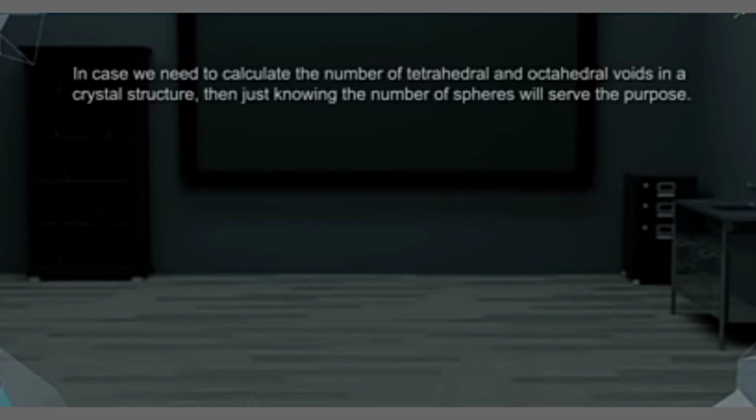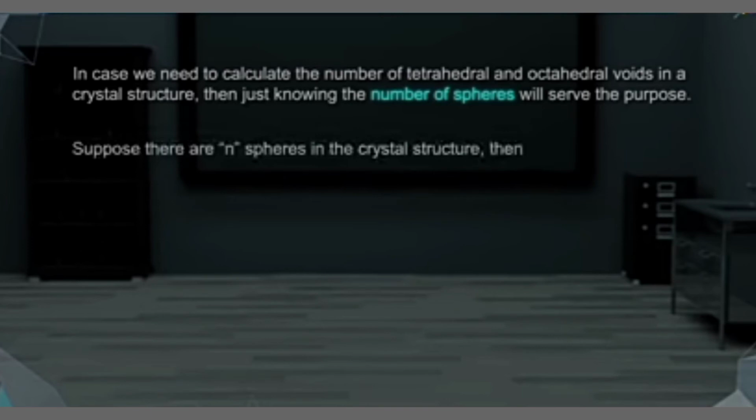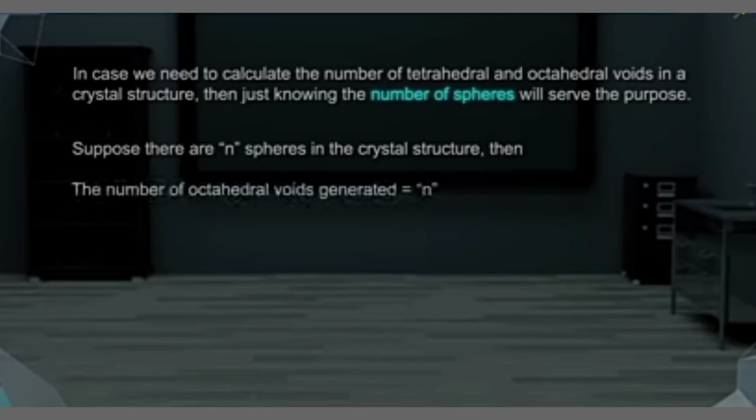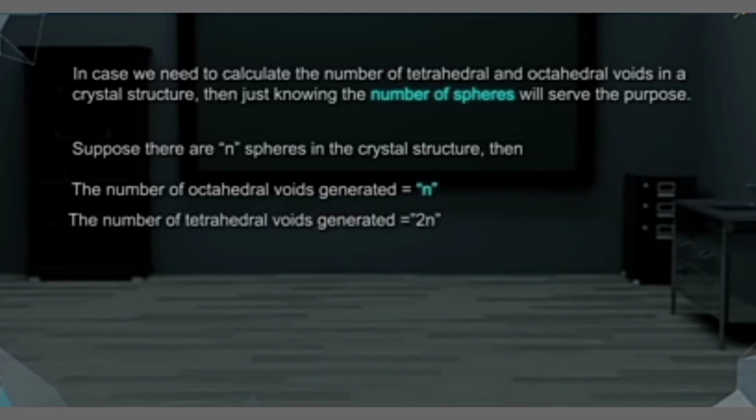Now, in case we need to calculate the number of tetrahedral and octahedral voids in a crystal structure, just knowing the number of spheres will serve that purpose. Suppose there are n spheres in a crystal structure, then the number of octahedral voids generated is equal to n. The number of tetrahedral voids generated is equal to 2n.